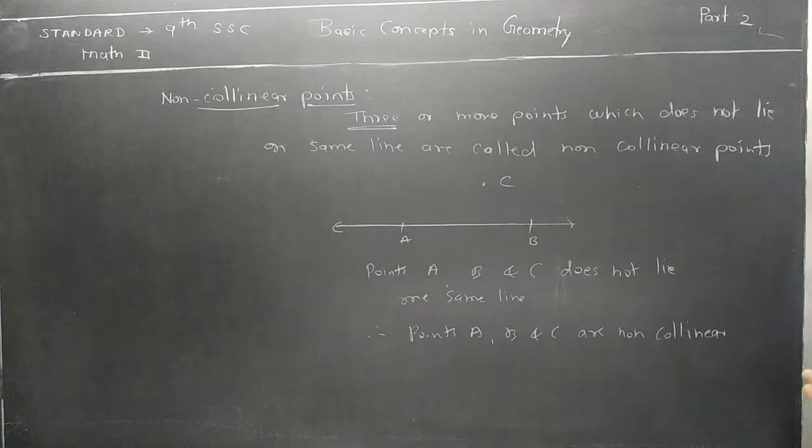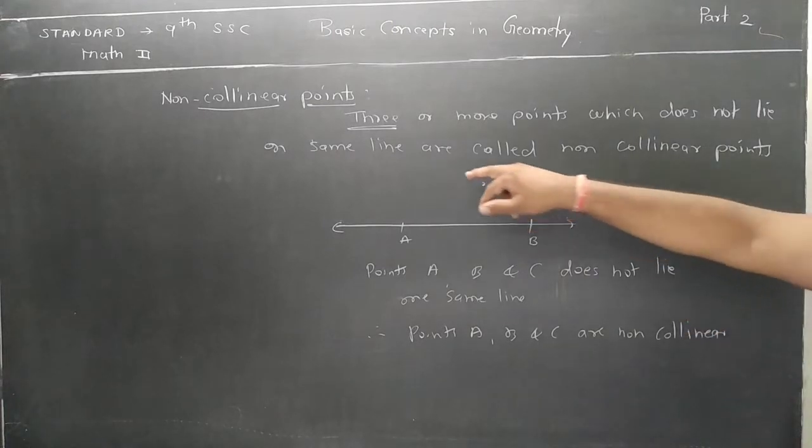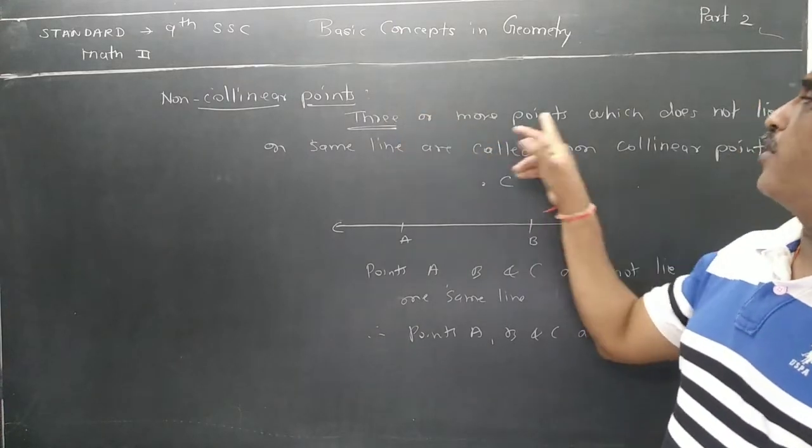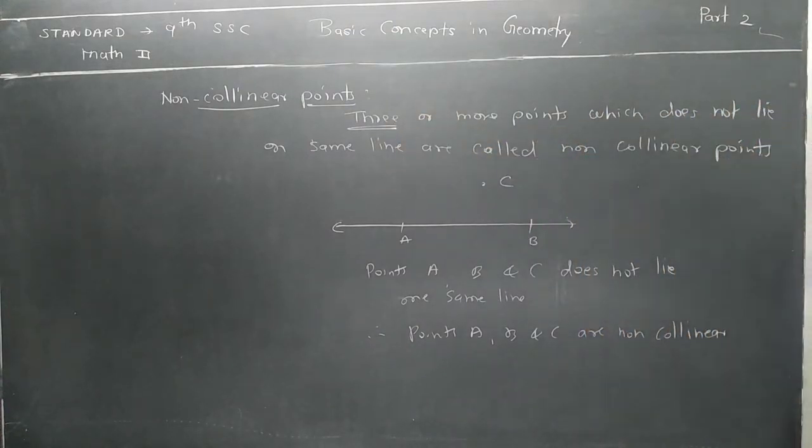Have you understood the concept? We have studied collinear points. Collinear points are the points which lie on the same line. Non-collinear points: the condition is 3 or more points which do not lie on the same line are called non-collinear points. But if they are giving 2 points, they are always collinear. To judge non-collinear points, we require 3 or more points. Okay, again you copy this.